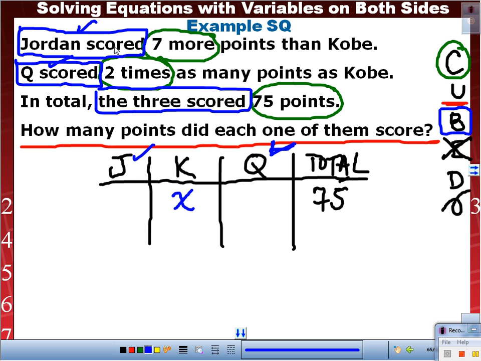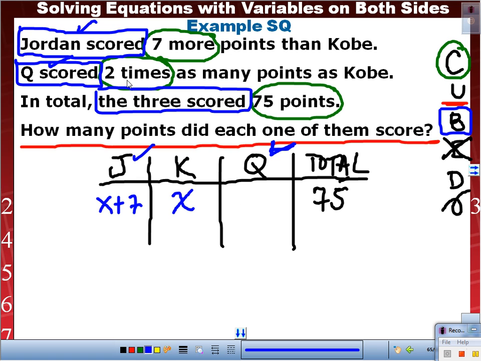Let me read this. Jordan scored 7 more points than Kobe. If Kobe is X, what shall I write for Jordan? Talk it over with your neighbor, please. Remember, it has to be in standard form because we already covered polynomials in standard form, right? All right, everyone, what do we write? X plus 7. That is correct. Seven more, that is correct.